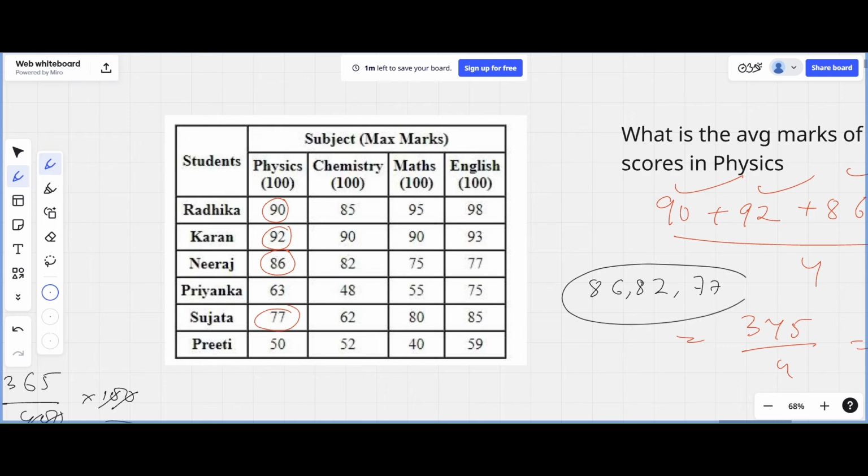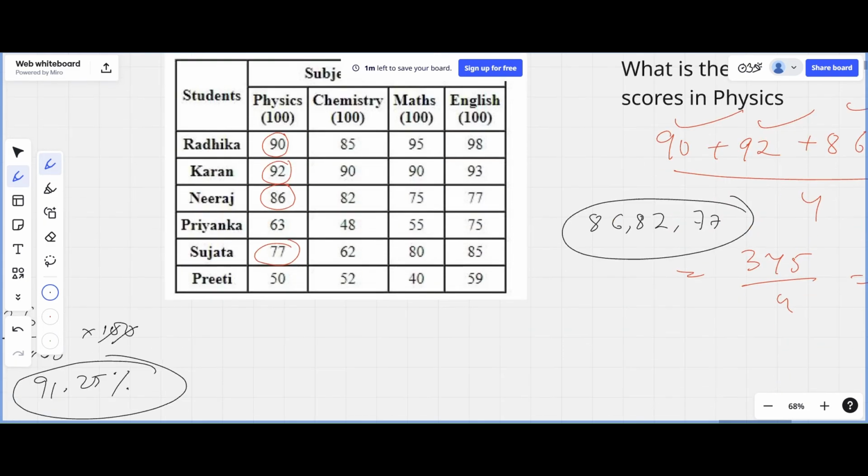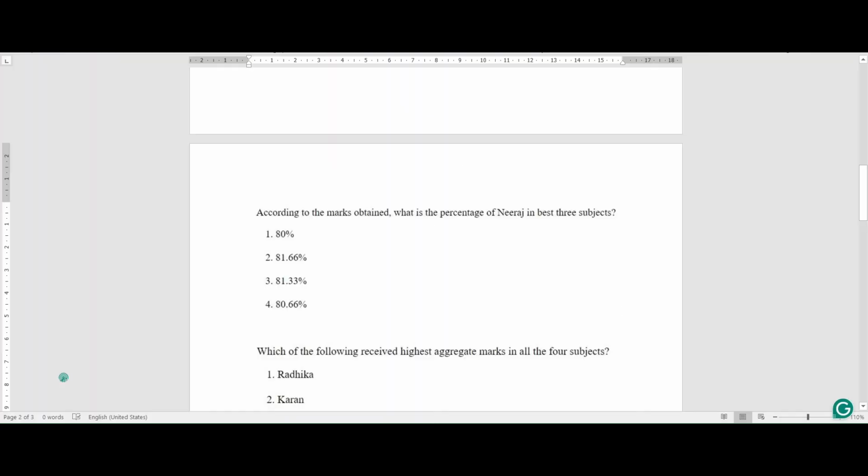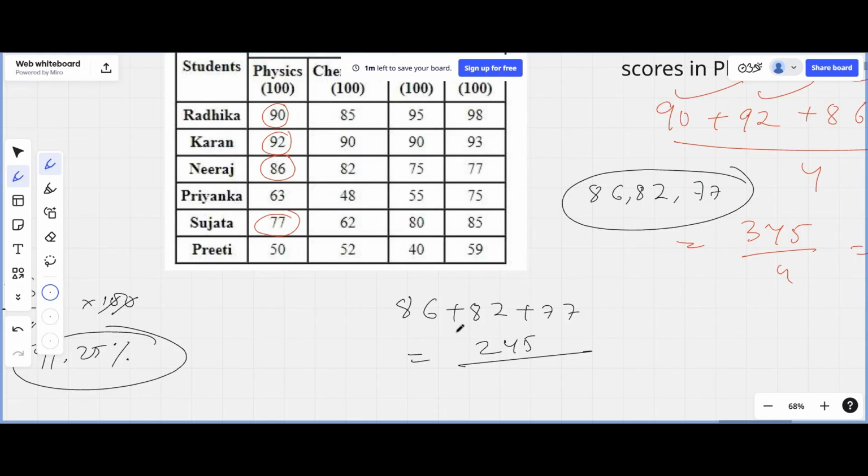So these are the three best subjects. Just add these three. Three best subjects of Niraj: 86 plus 82 plus 77. How much is it? 245. What is the full mark then? Full mark kya? 300. Full mark is 300, right?